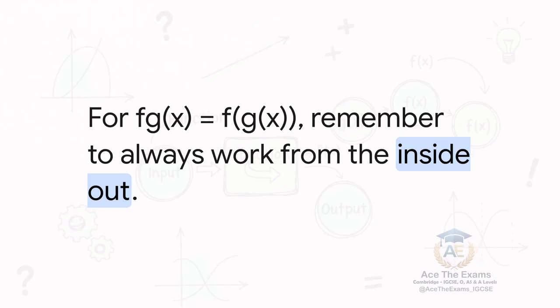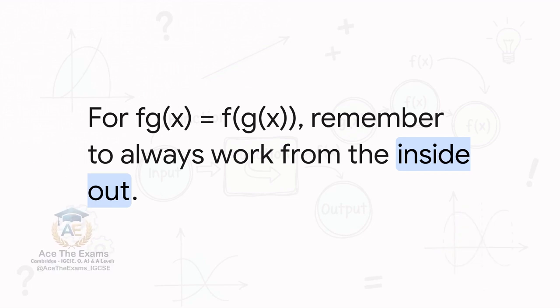Now, the single most important rule here, and the one that trips up even the smartest candidates, is the direction you work in. You do not read this left to right like a book. You must work from the inside out, or right to left. For fg of x, the entire g of x expression is picked up and dropped completely inside the f function. The x goes into the g machine first. If you decode that notation properly, you've already won half the battle.